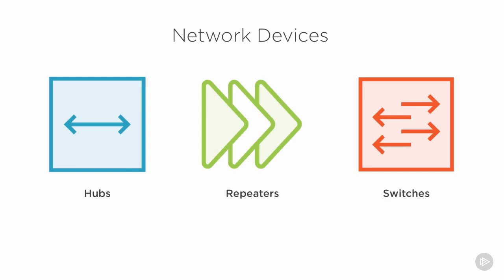We mentioned switches, very often used in a star type of network. And the idea of a switch, as we said, was instead of sending traffic to everybody, we'd only send it to the desired destination. And these are the core of most of our local area networks today.